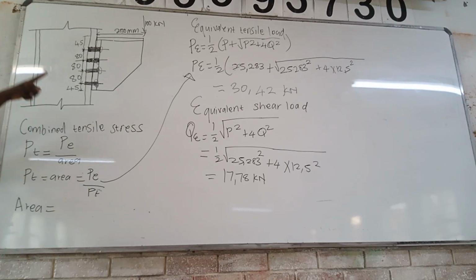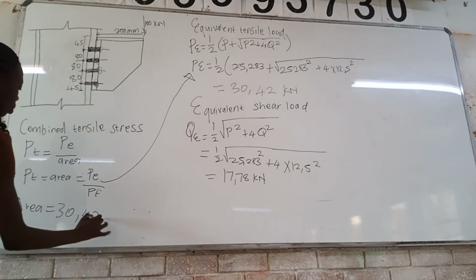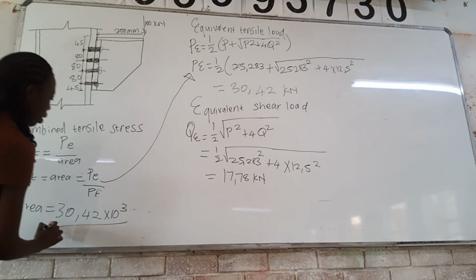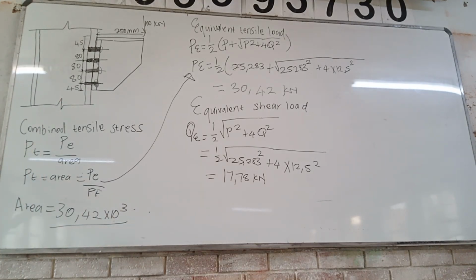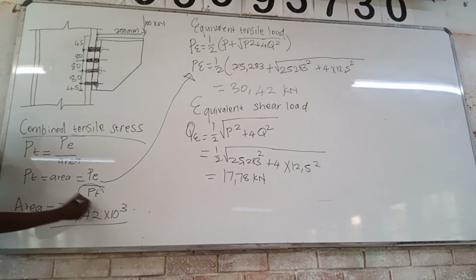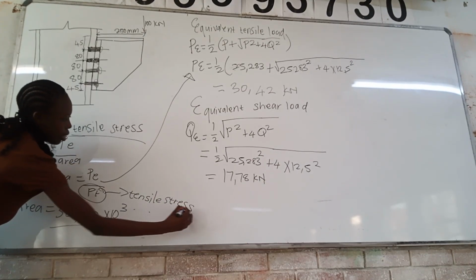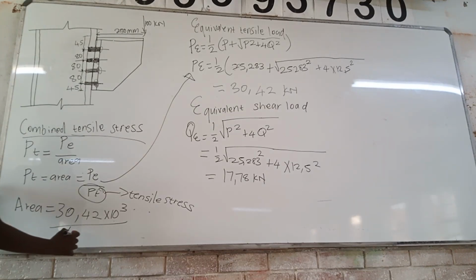So our area is PE over PT. PE gives 30.42, and 30.42 is in kilonewtons again, so let us multiply by 10 to the power of 3. Now PT: we are calculating tensile stress. On our data, they gave us the tensile stress, so we look at 145 again. PT is the tensile stress, which is 145.